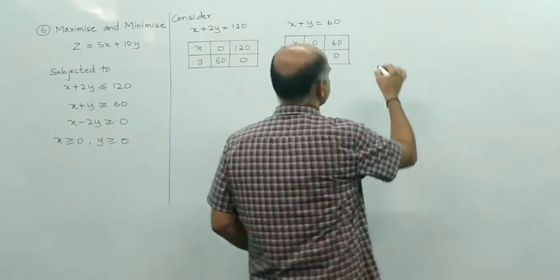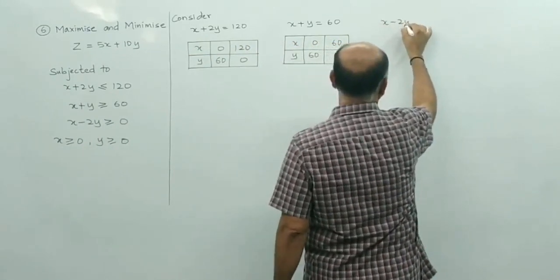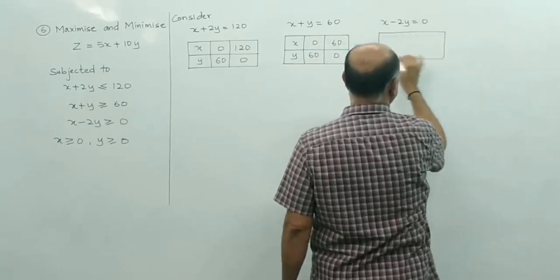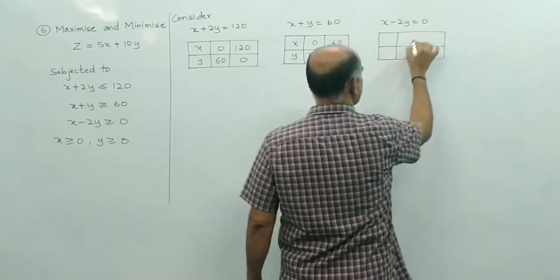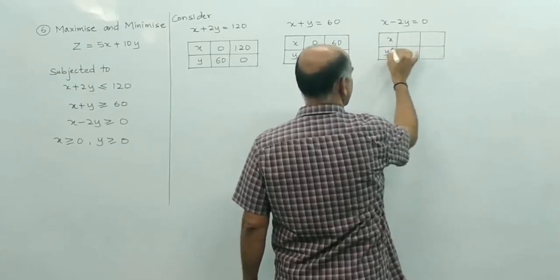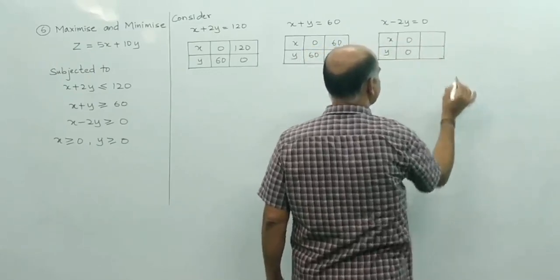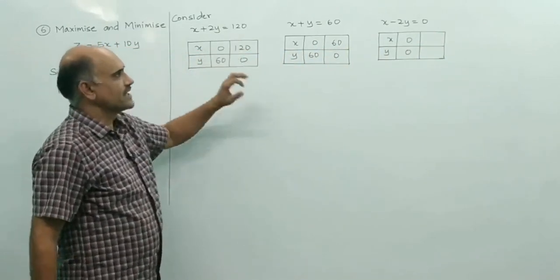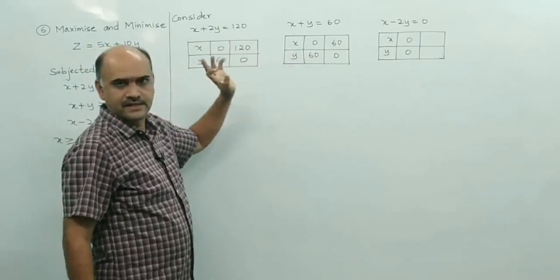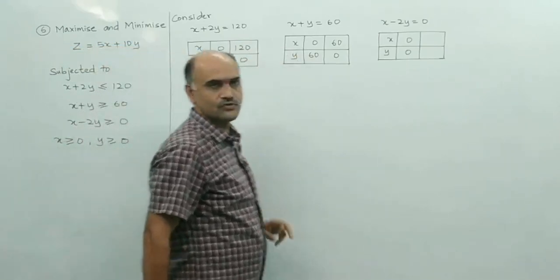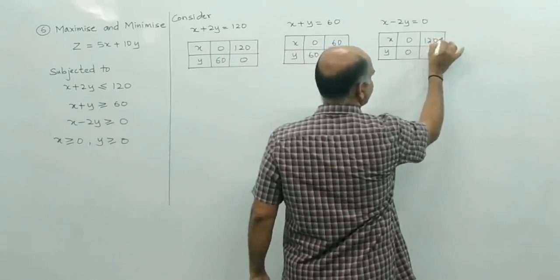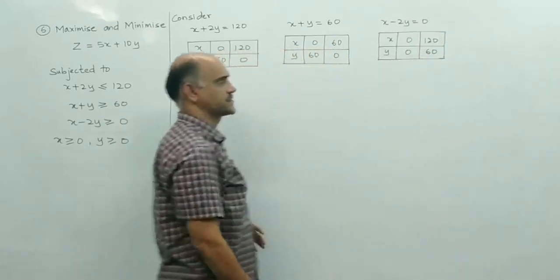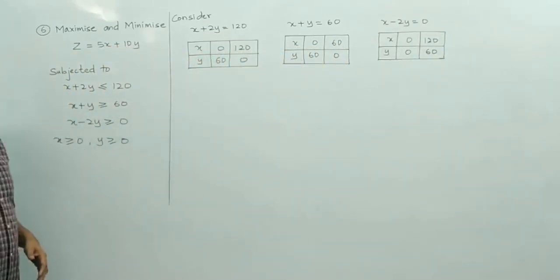Third one, again RHS is 0 over here. x minus 2y is equal to 0. So if I take x and y values, if x is 0, y is equal to 0. If RHS is 0, to find another value, take any value among these. I will take x equal to 120. So if I take x 120, 2y is equal to 120, so you will get y is equal to 60.